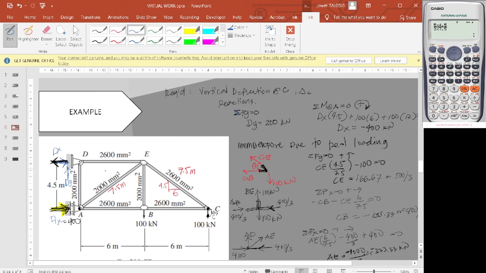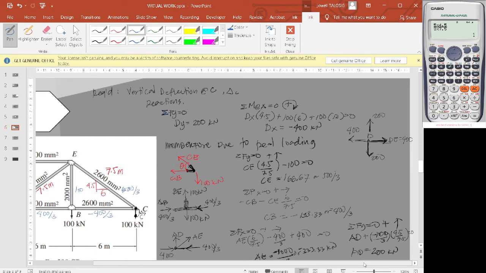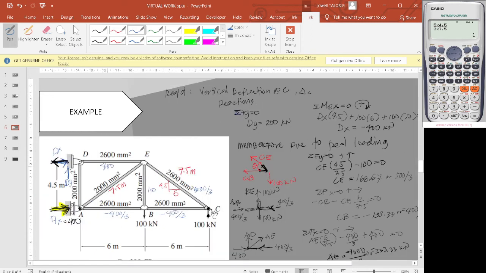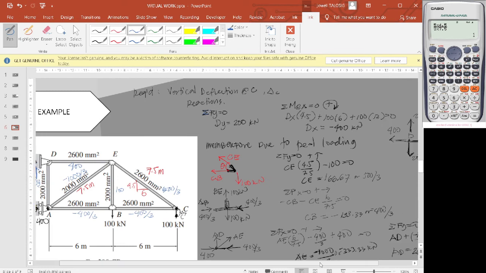Lagay na lang natin ulit dito yung kanilang mga member forces para madali. So CE natin, pinakaunang nakuha is 500 over 3, positive. And then also BC natin, or CB, nakalagay dito, negative 400 over 3. And this is also negative 400 over 3. This is 100, positive. And this is DE here. Nasaan yung DE? Ayun, nakuha natin yun. Dito, so 400 yung DE natin, positive. And then, AE is negative 1,000 over 3. And then, last yung AD natin. AD is 200.